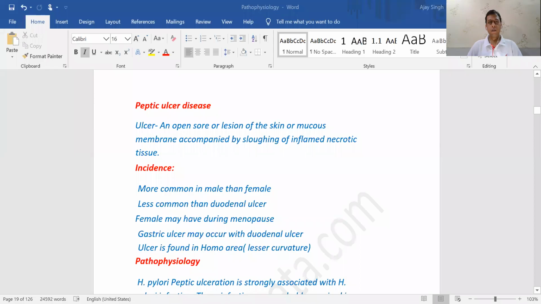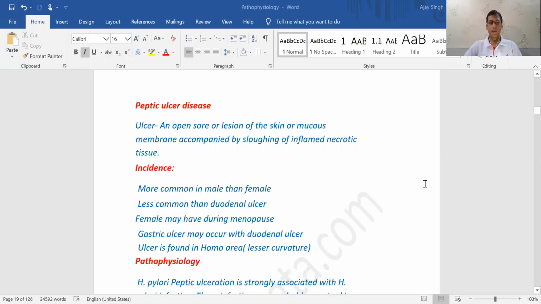So peptic ulcer. Since I have discussed with you the structure of the digestive tract, in that tract we know that the innermost structure is the mucosa layer, and an ulcer is any sore or lesion in the mucous membrane. This can be gastric ulcer and duodenal ulcer. So how can we understand whether the patient is suffering from gastric ulcer or duodenal ulcer? It is actually confirmed through endoscopy, but we can understand it through the symptoms also. That we are going to discuss.